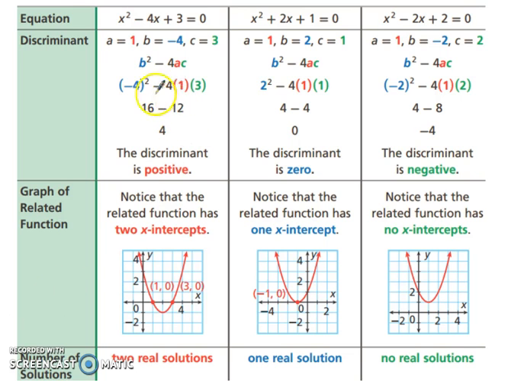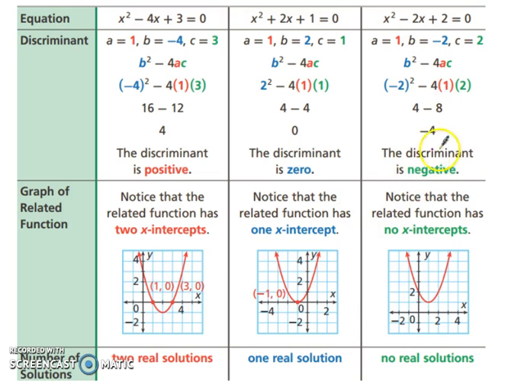Notice how when you find the discriminant of this first one, it's positive. And then if you graph the related function, you notice that there are two x-intercepts. Therefore, if the discriminant is positive, there are two real solutions. If we go over to the next one, our discriminant came out to be 0. If we graph it, notice how the vertex lands on the x-axis. This means that there's one real solution.